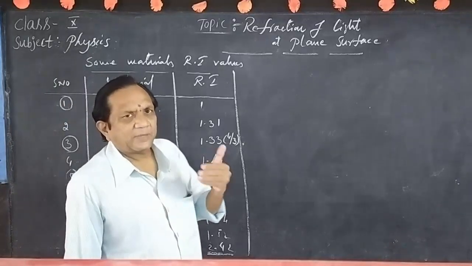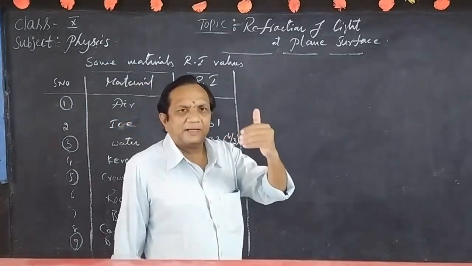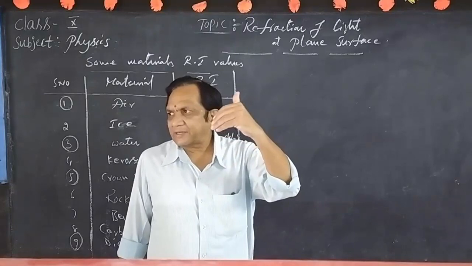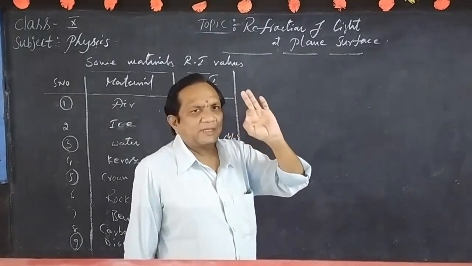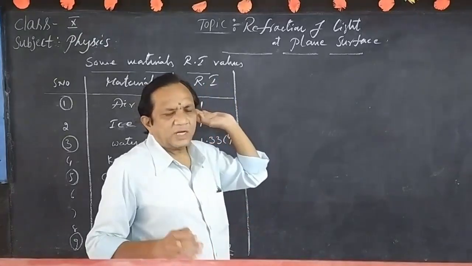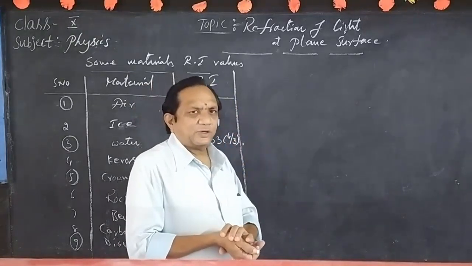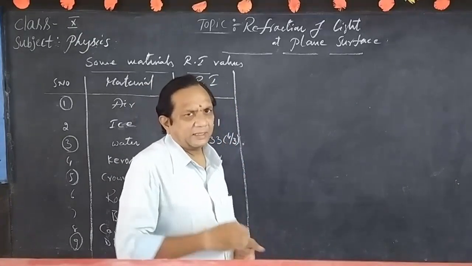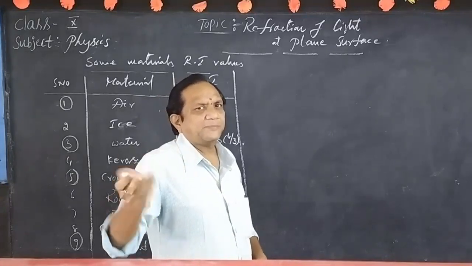So RI, remember that RI. To write anywhere RI, it is refractive index. Don't forget this. RI means refractive index. You don't need to write it completely, just write RI. And it is denoted by the letter n, or you can consider the Greek letter mu.